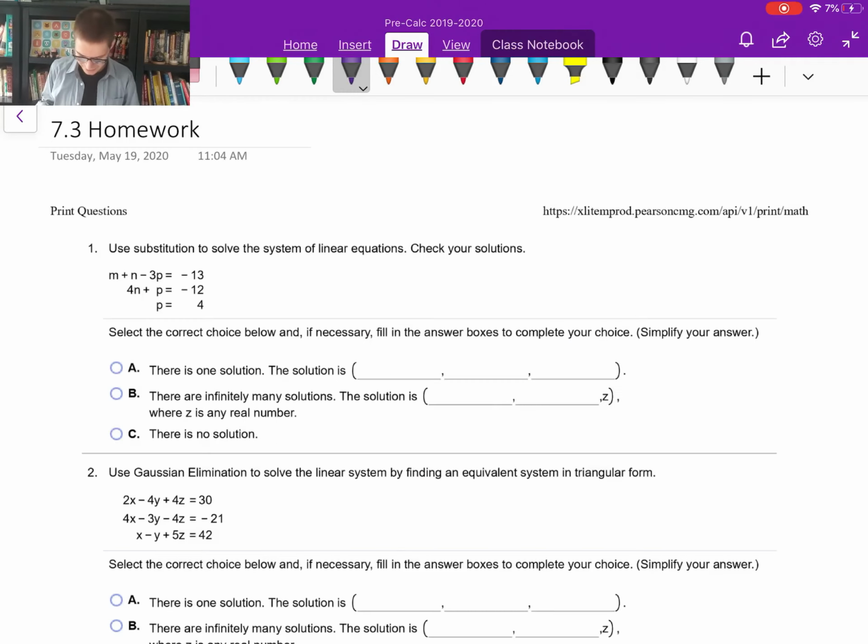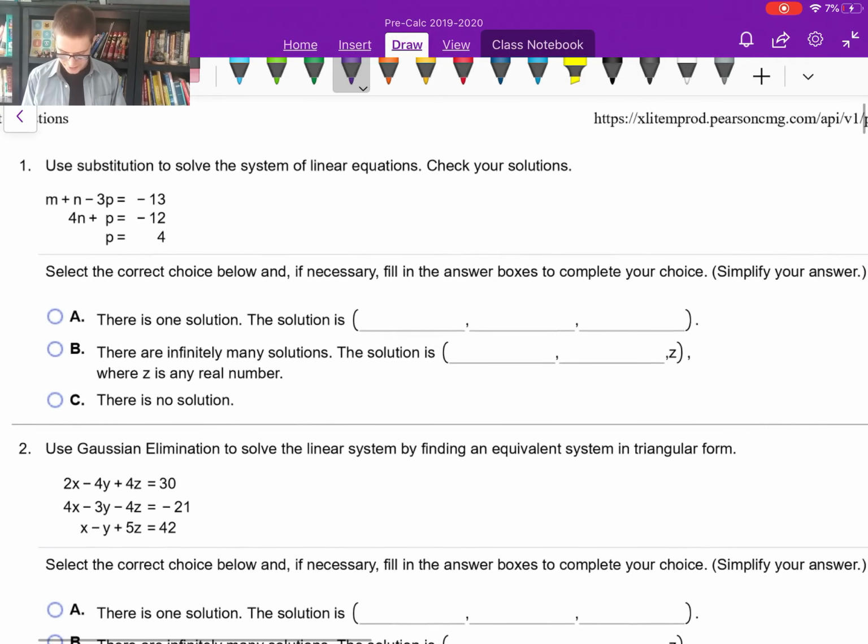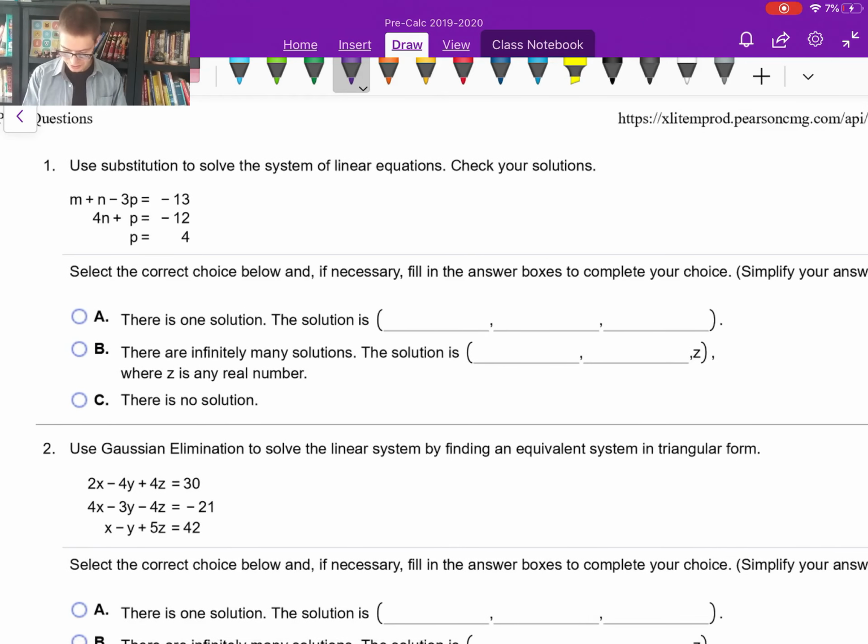Alright, let's tackle some problems. The first one, use substitution to solve the system of linear equations. Then check your solutions. Okay, m plus n minus 3p equals -13, 4n plus p equals -12, and p equals 4. So we're already in row echelon form in a sense, or we've eliminated enough to get there. Let's just use substitution to solve it. So we'll plug in 4 for p. So we'll get m plus n minus 3p equals -13. Let's line this up. So 4n plus 4 equals -12, and then p equals 4.